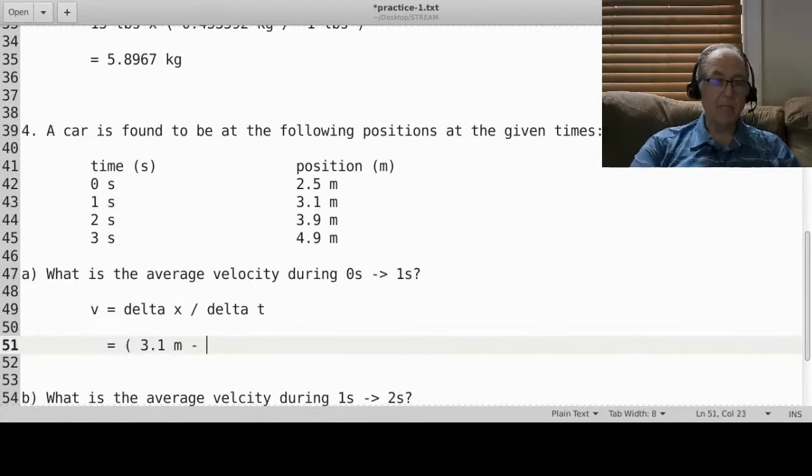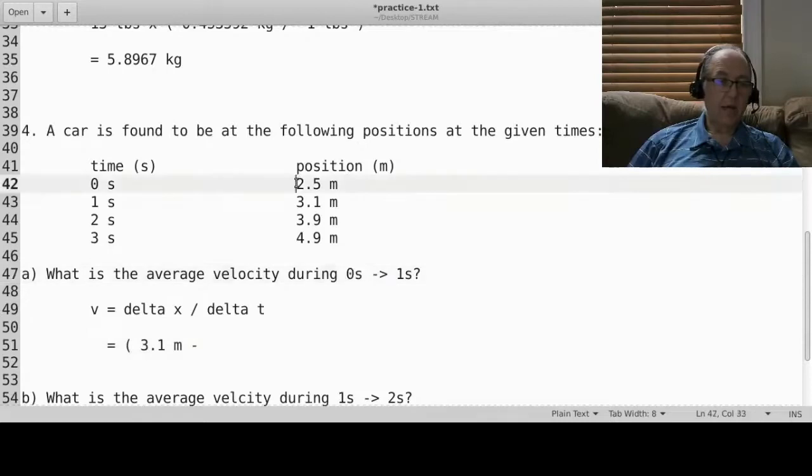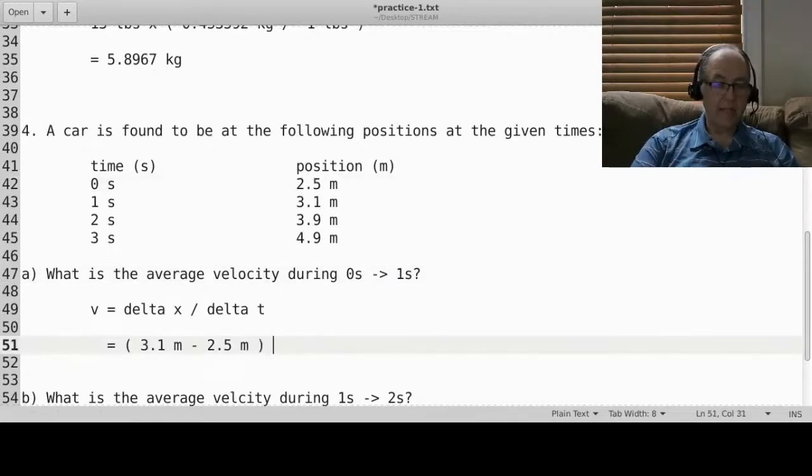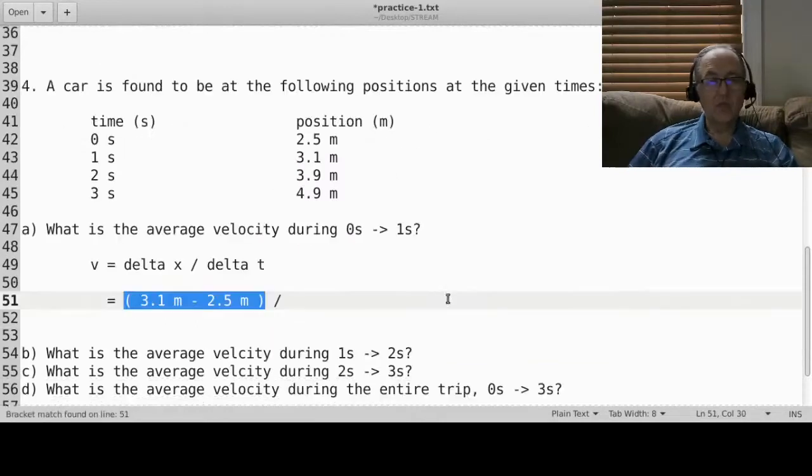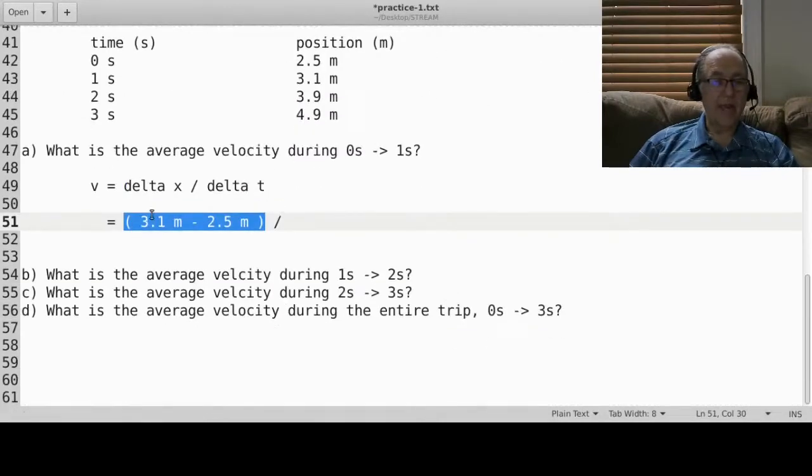Minus, where did it start? That's, where is it at 0 seconds? That was 2.5, and let's close the brackets there. This is your delta x. Just to make it very clear, delta x is your final position minus your initial position. So final minus initial, that's how far you traveled. It traveled 3.1 minus 2.5, which I guess is 0.6 meters, in time delta t.